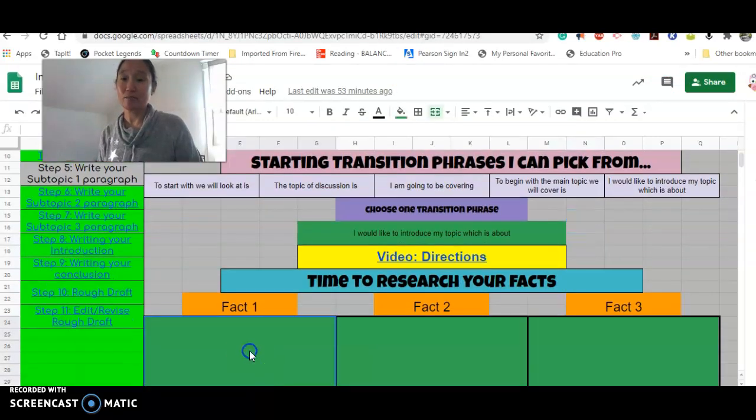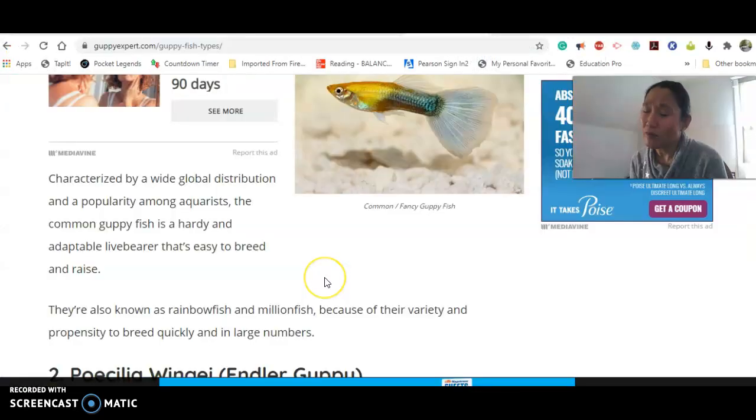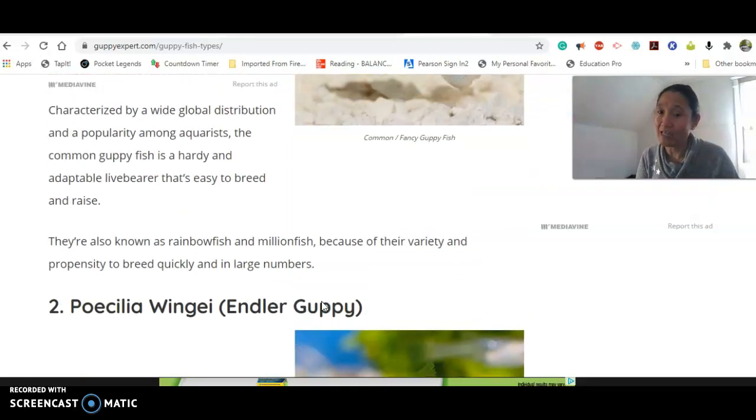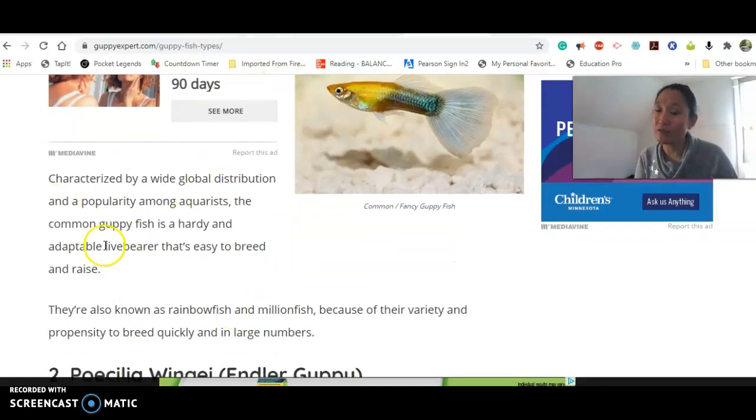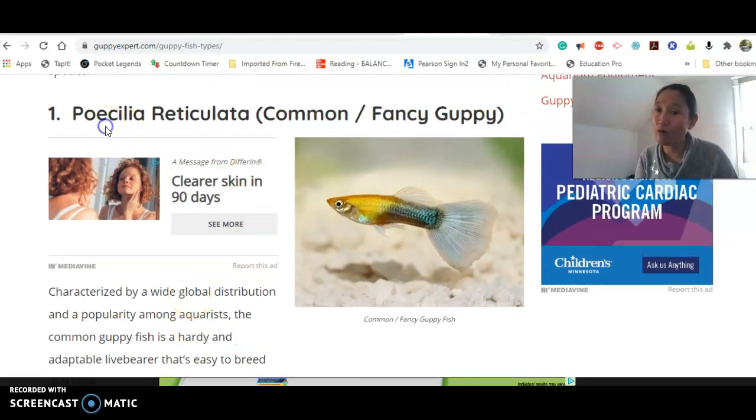So I'm going to click in this box right here, double click, and then I'm going to get some facts down. I would like to have 3 facts about the fancy common guppy, the fancy guppies, okay? So one thing I wanted to point out on this website, even though it gives me the main types of guppies, it doesn't have a whole lot of information about the fancy guppy, nor the Endler guppy types. So I need to go to a different website to specifically find out more about the Poecilia reticulata, the common fancy guppy.